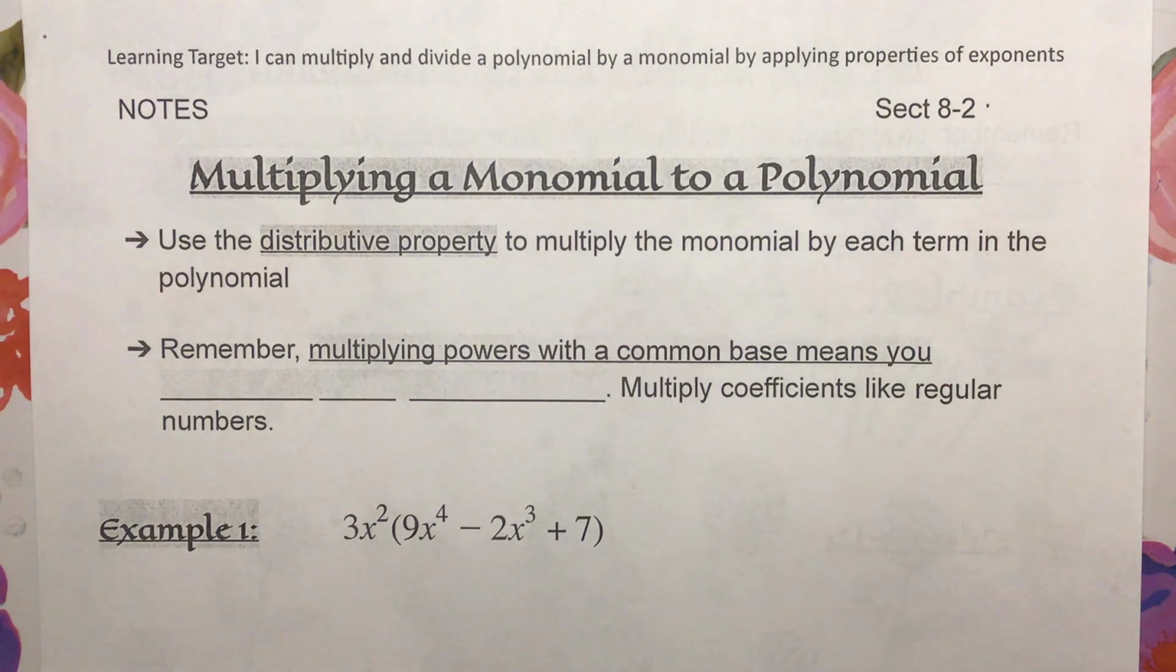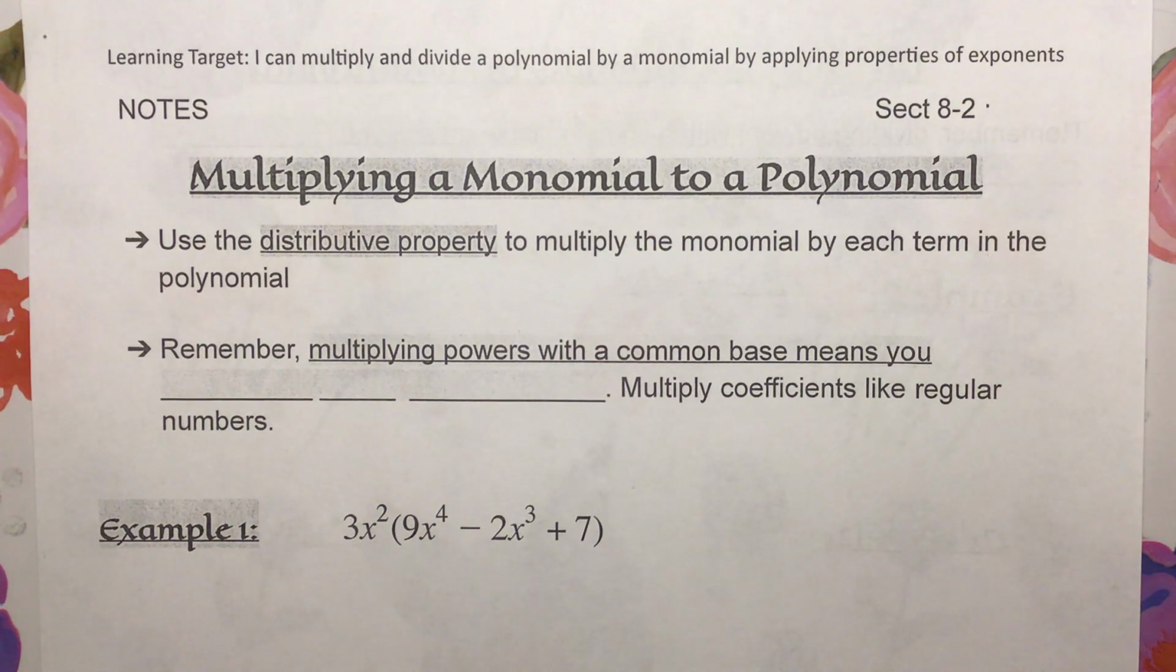We are in chapter 8, section 2, and we are now multiplying a monomial to a polynomial. So what I'd like for you to be able to do by the end of this lesson is to multiply and divide a polynomial by a monomial by applying properties of exponents. So far we've only been adding and subtracting. Now we're including multiplication and division.